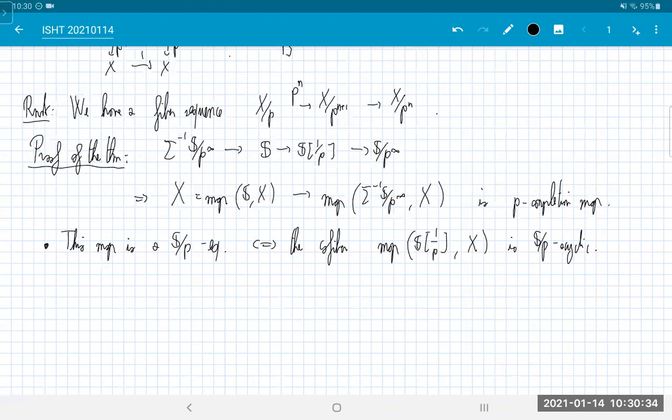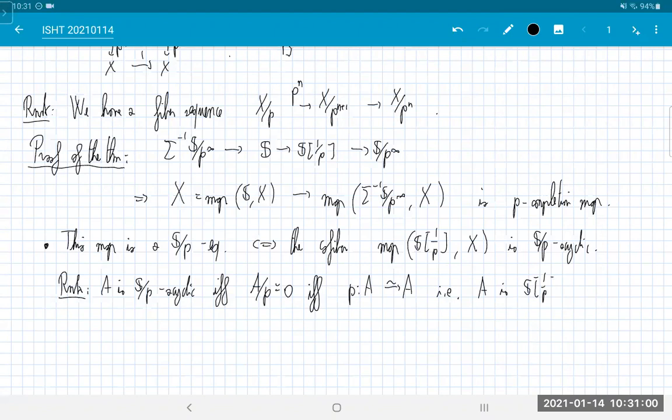Okay, maybe I should have mentioned it before, but of course A is S mod P acyclic if and only if A mod P is zero, that's just by definition, which is if and only if P from A to A is an equivalence, i.e. A is S1 over P local. I should definitely have remarked this earlier because we're going to use it. And maps S1 over P X is S1 over P local, because you can act on P on the source of these maps, and there it is an equivalence. So this was easy.